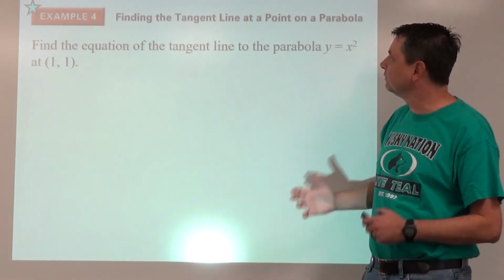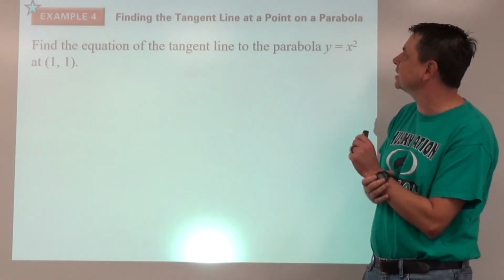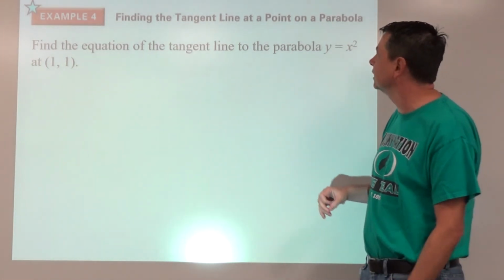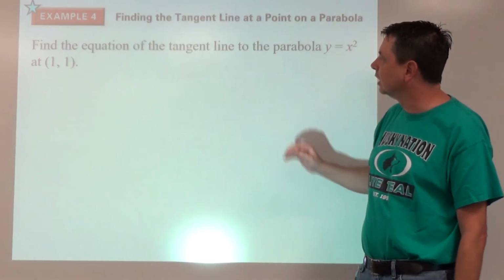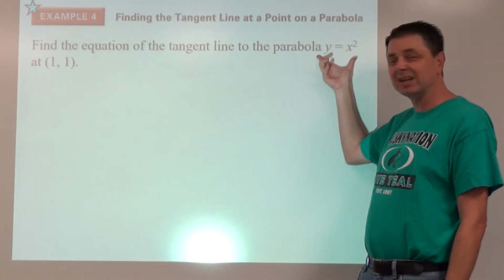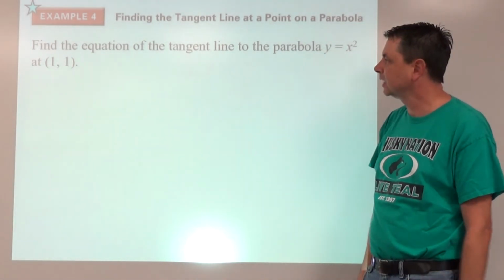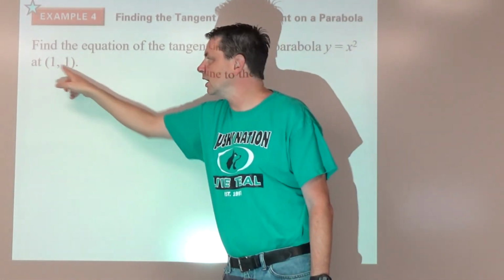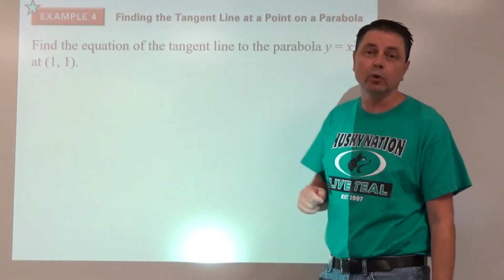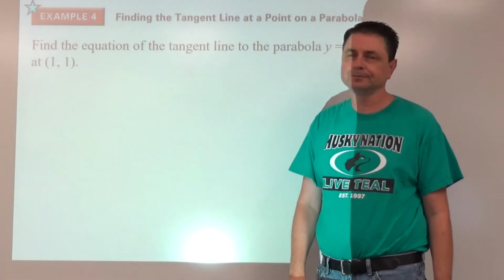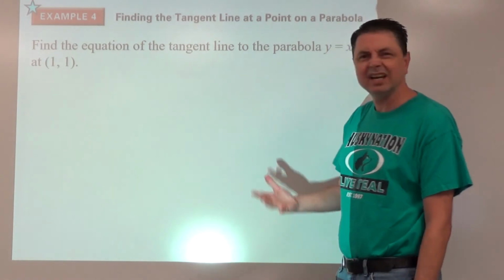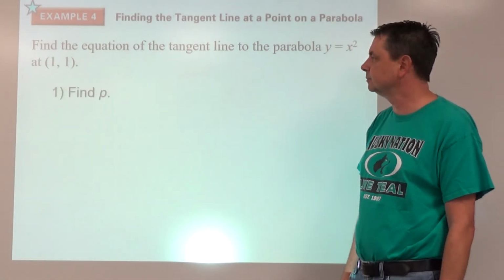So example number 4, find the equation of the tangent line at a point on the parabola where, pretty basic parabola, y equals x squared, the most basic parabola, and we want the tangent line to have a point of tangency at 1, 1. So let's just start with a sketch of the idea.